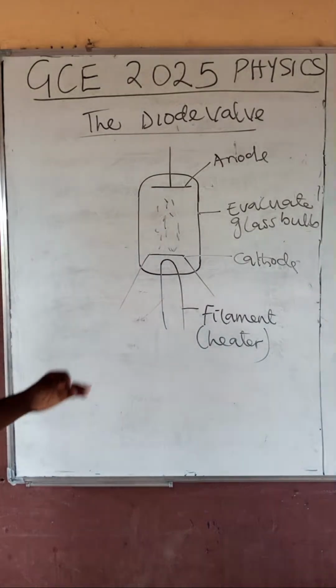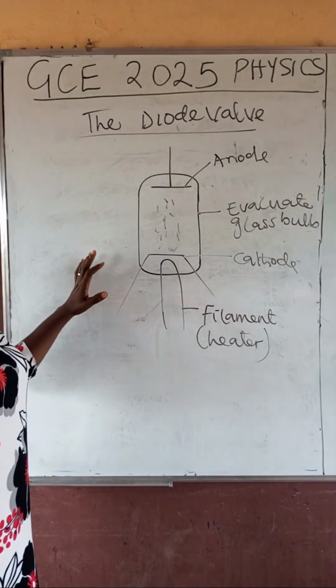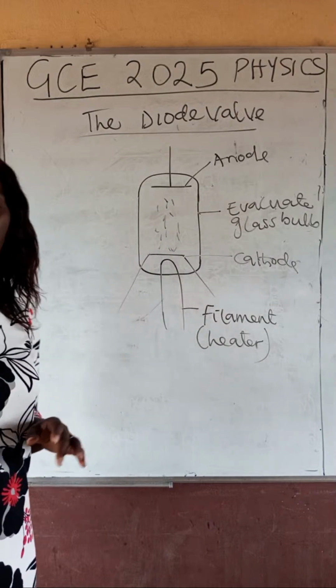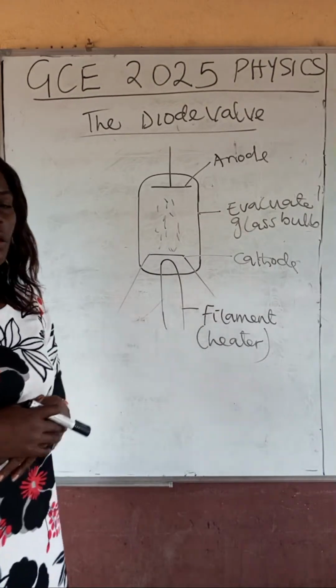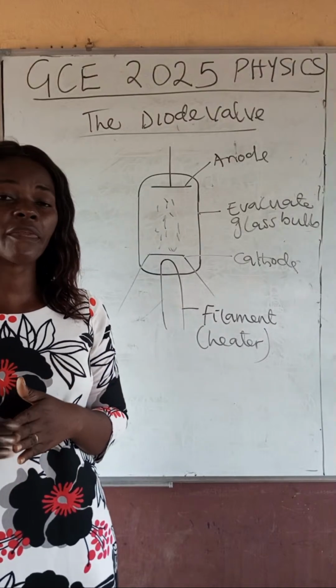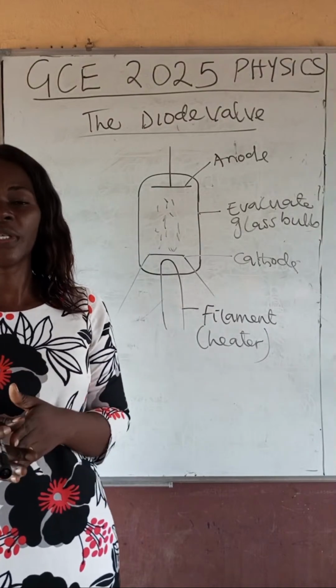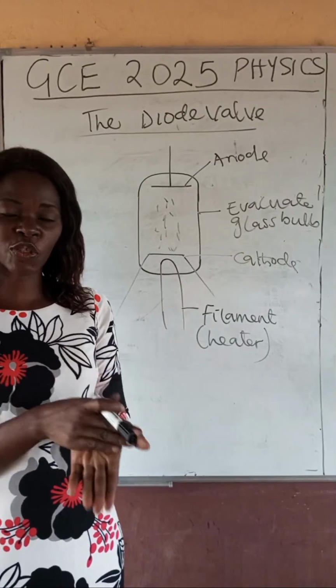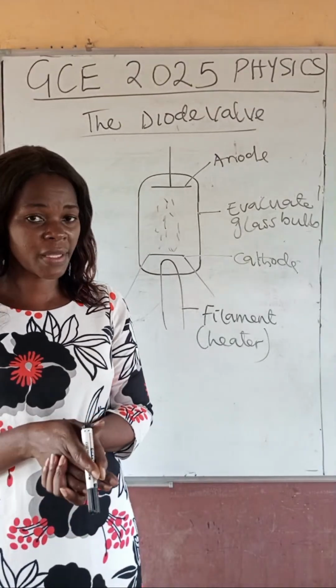All right, this is a diode valve. What is a diode valve? This diode valve uses the principle of thermionic emission. And what is thermionic emission? It's the process of emission of electrons from the surface of a hot metal.